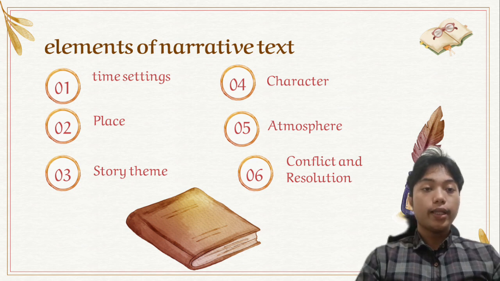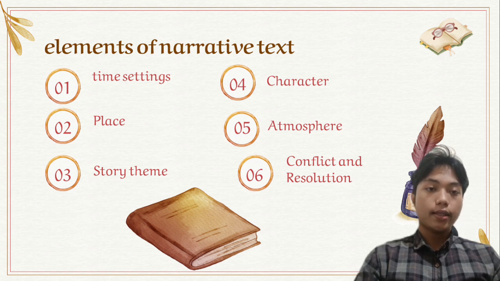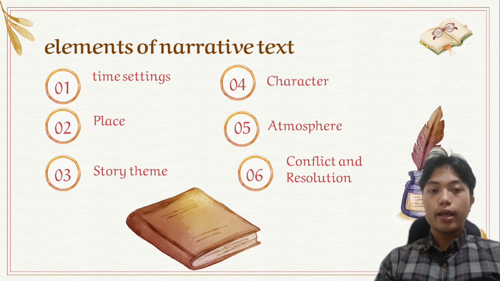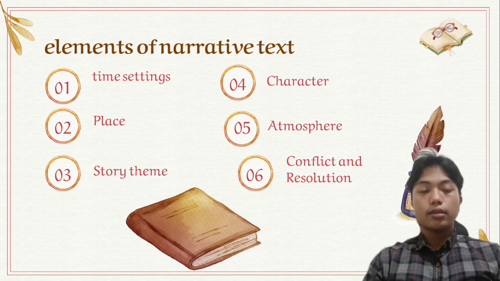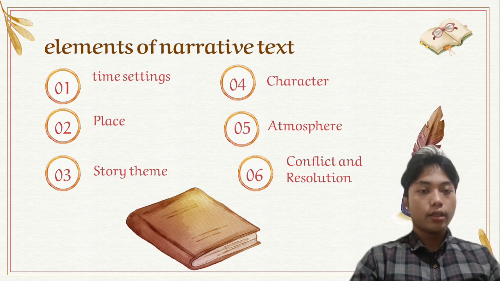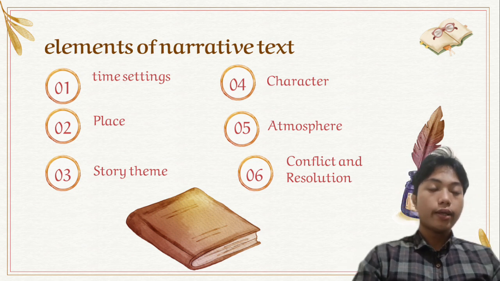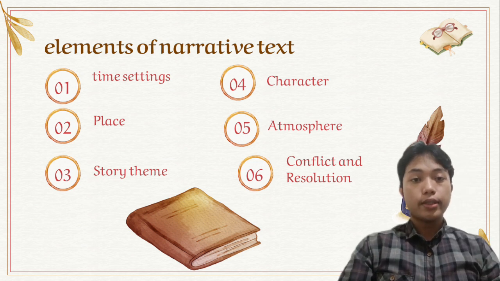Next, we move to the elements in narrative text. In narrative text, there are 6 elements: time setting, place, story theme, character, atmosphere, and last, conflict and resolution. Okay, the first, time setting.